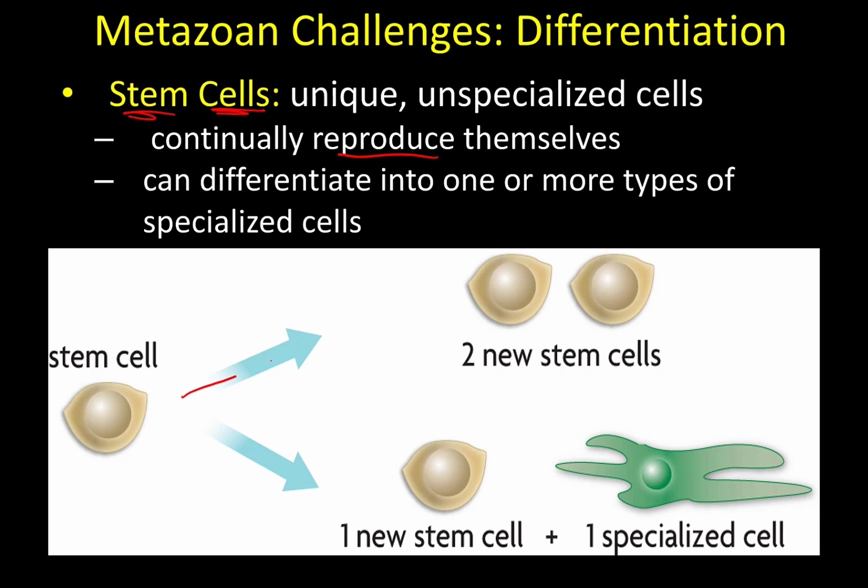They can either undergo cell division and create 2 new stem cells, or they can differentiate into 1 or more types of specialized cell. When that happens, the stem cell undergoes division, it creates 1 new stem cell to replace itself, and it also creates a specialized cell to do a certain job in the body.